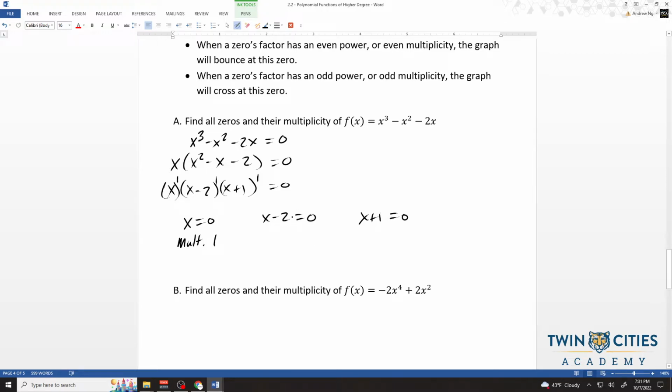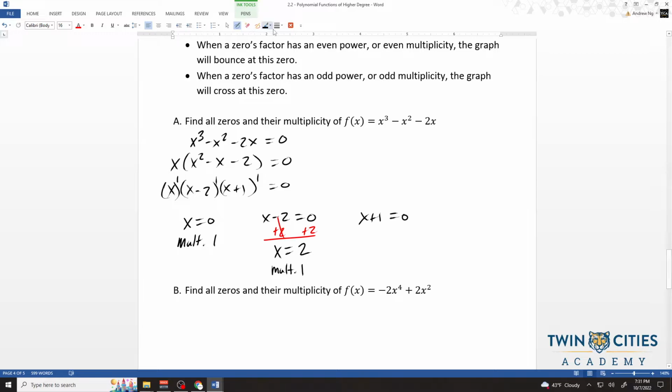X minus 2 equals 0. So if I solve for this, I would add 2 to both sides. And I get x equals 2 is my zero. And this x minus 2 factor was to the power of 1. So I've got multiplicity 1 here.